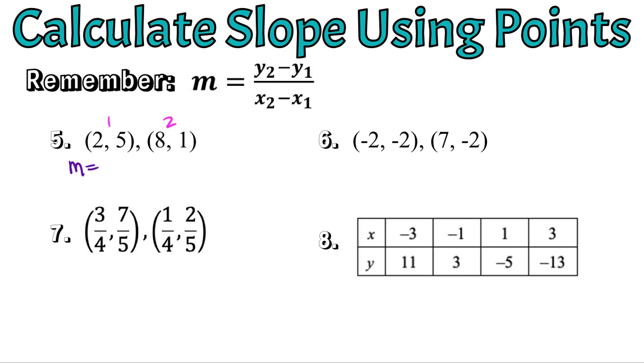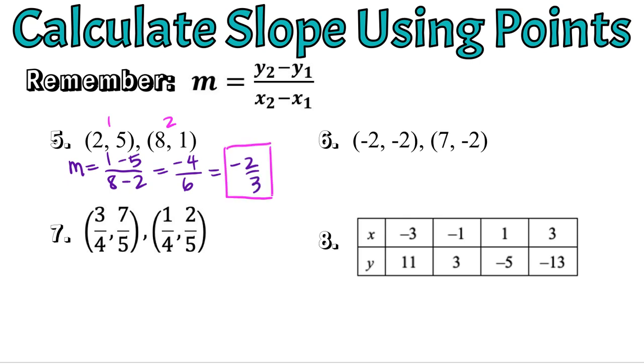So m equals y2, which is 1, minus y1, which is 5, over x2, which is 8, minus x1, which is 2. And that simplifies to 1 minus 5 is -4, over 8 minus 2, which is 6. So we have a slope of -2/3.